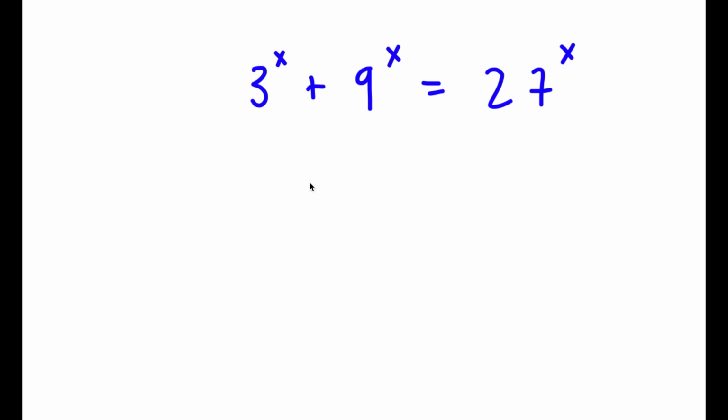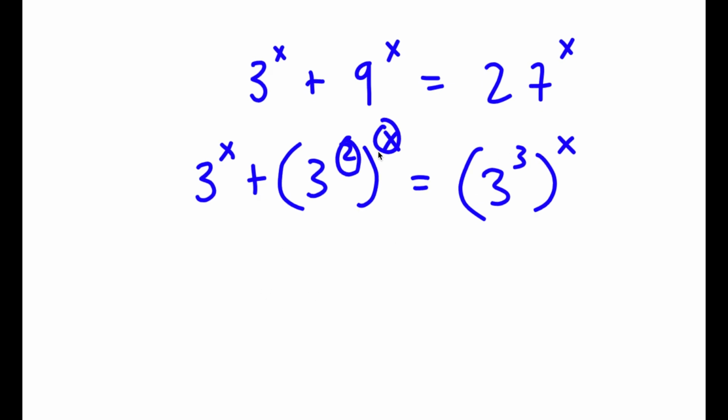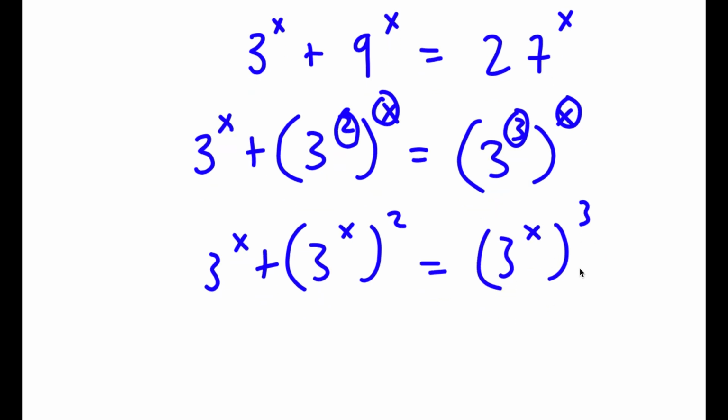Alright, so I have 3 to the power of x plus 9 to the power of x is equal to 27 to the power of x. So to solve this, I'm going to first rewrite 9 here as 3 to the power of 2. So now I have 3 to the power of x plus 3 squared to the power of x is equal to 27, which I'm going to rewrite as 3 to the power of 3, so equal to 3 to the power of 3 to the power of x. Now I can actually switch the places of these two as well as these two. So now I'm going to have 3 to the power of x plus 3 to the power of x squared is equal to 3 to the power of x to the power of 3.